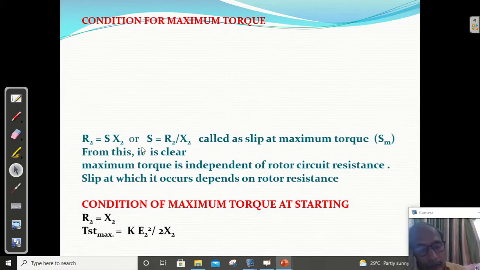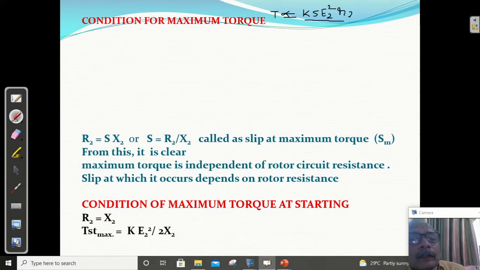Condition for maximum torque. Since we know the torque is proportional to, or equal to, one constant K, S E2 square R2 upon R2 square plus S X2 whole square. This is the torque.